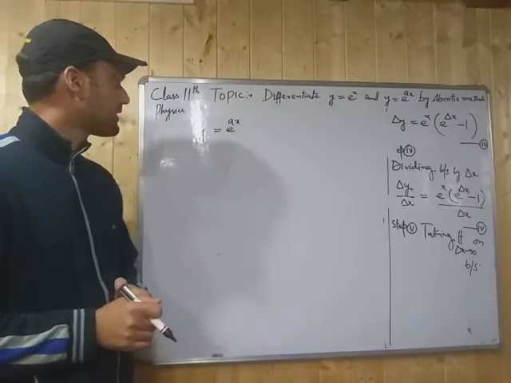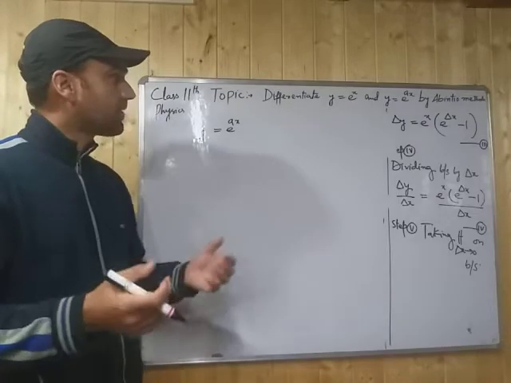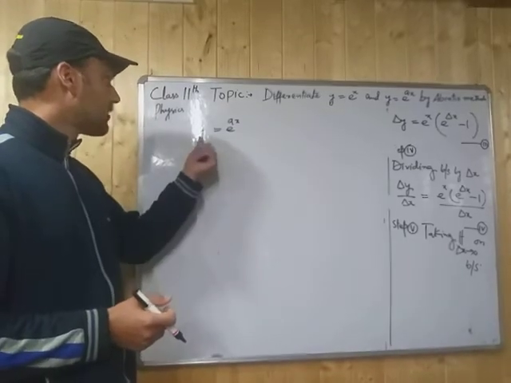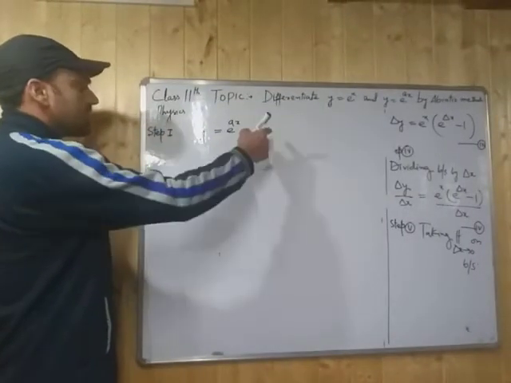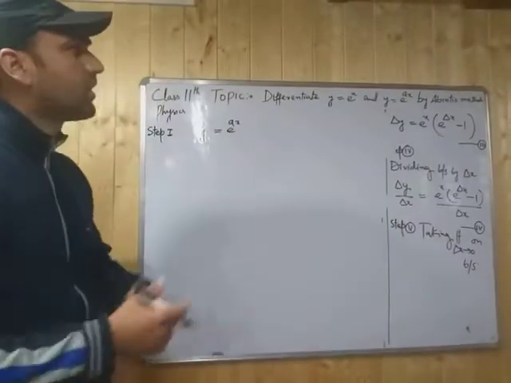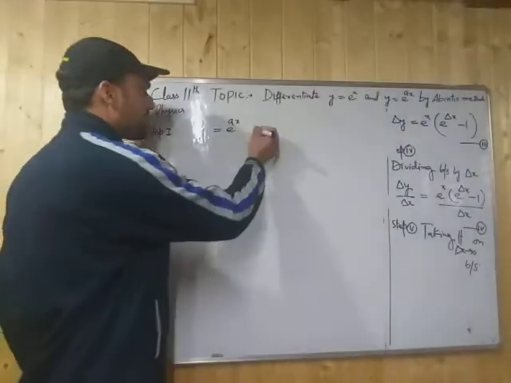नंबर फर्स्ट स्टेप, दैट इज we should have a function. So the function is here y is equal to e raised to power ax. So step first is y is equal to e raised to power ax. तो हमारे पास एक फंक्शन है. इसको आप इक्वेशन फर्स्ट रखिए.